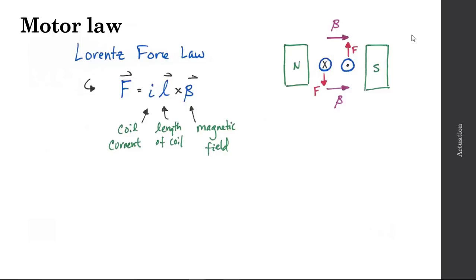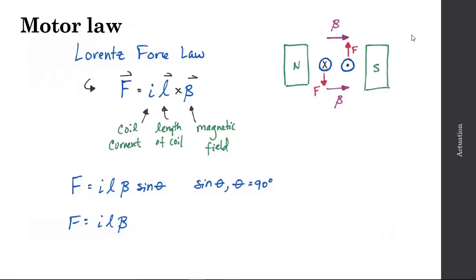We can simplify this cross product such that my force will be equal to I L beta times sine of theta. Now, the way this is set up, the direction of the current is always at 90 degrees to the magnetic field. So that sine of theta is going to be 1 because theta is going to be equal to 90 degrees. Thus, I can rewrite the description of my force as F equals I L times beta. So the force is equal to the current times the length of coil times the magnetic field.